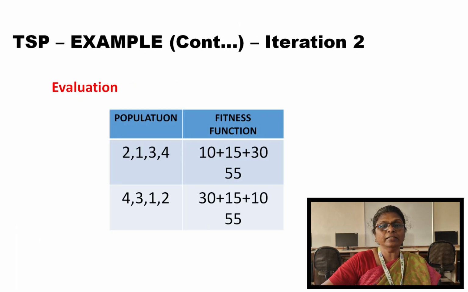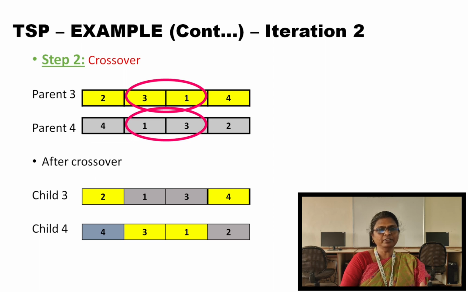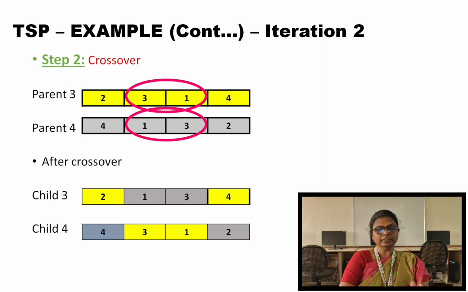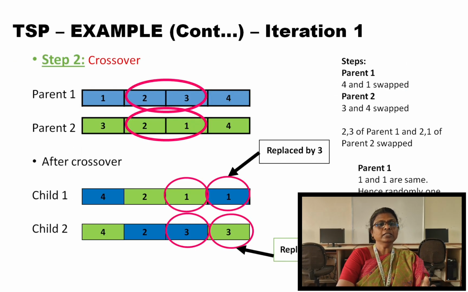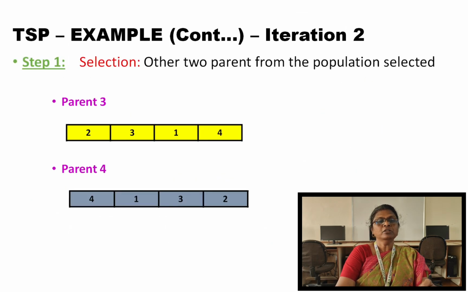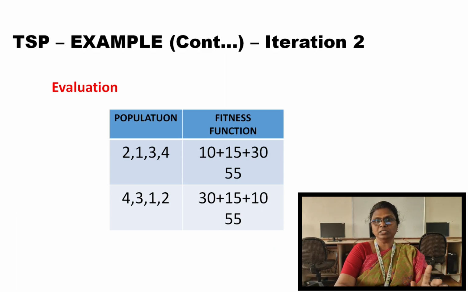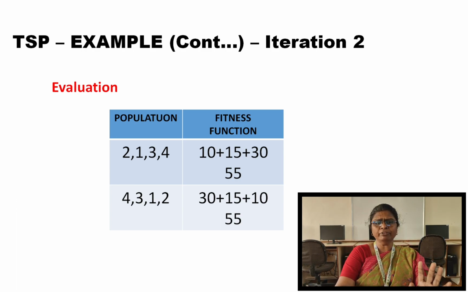Next, we are going to check the fitness function. In iteration 2, after the crossover, we have obtained two children, let us name them child 3 and 4: 2, 1, 3, 4 and 4, 3, 1, 2. We have checked the path, so it is available. Let us calculate the fitness function for 2, 1, 3, 4. It is 10 plus 15 plus 30. That is, the cost of travel from 2 to 1 is 10, from 1 to 3 is 15, and 3 to 4 is 30. When we add, it comes to 55. Similarly for 4, 3, 1, 2, the fitness function cost comes to 55.